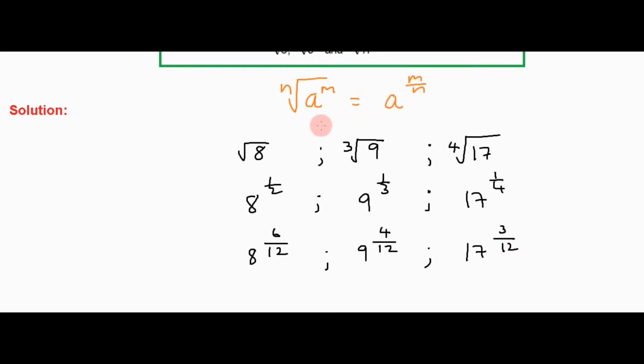Now we're going to work backwards. These numbers that are in exponential form, we're going to write as surds again. So 8 to the 6 over 12 is the 12th root of 8 to the 6th. This is going to be the 12th root of 9 to the 4. And this is going to be the 12th root of 17 cubed.